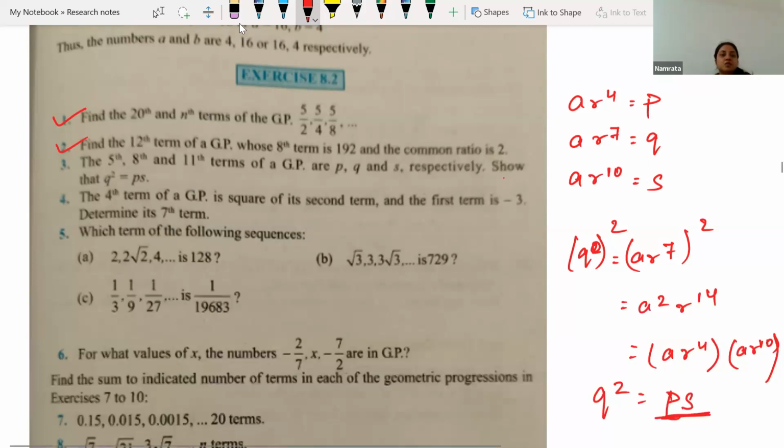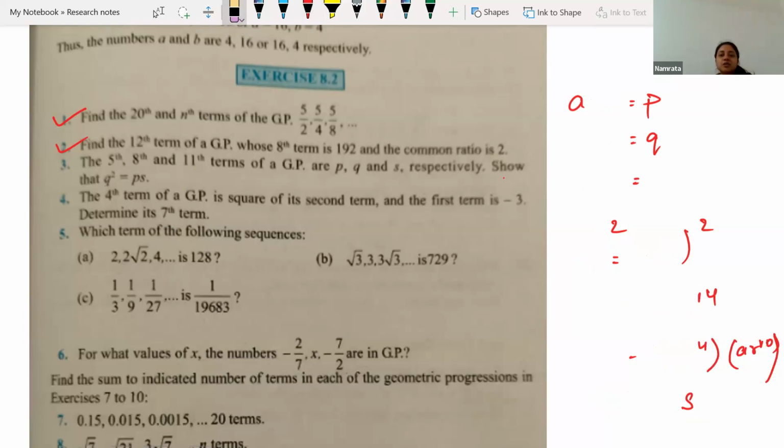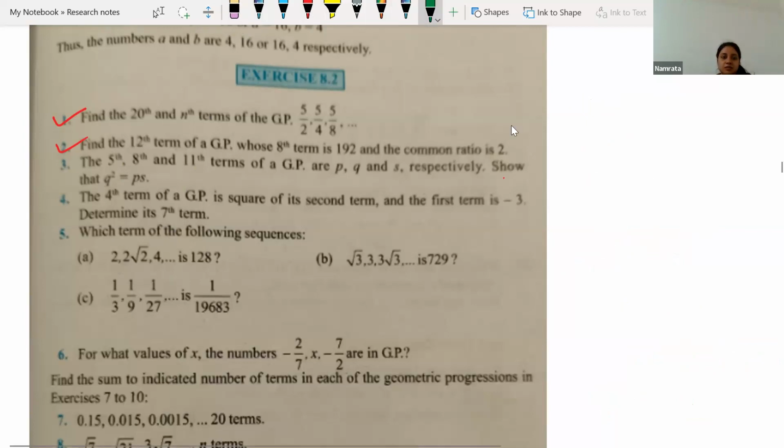Yes, ma'am. So this one was also very simple. Are you having any confusion related to this? That how we are writing AR to the power 4 as the fifth term? Or do you understand that? I understand. Okay, so we are done with this one also.